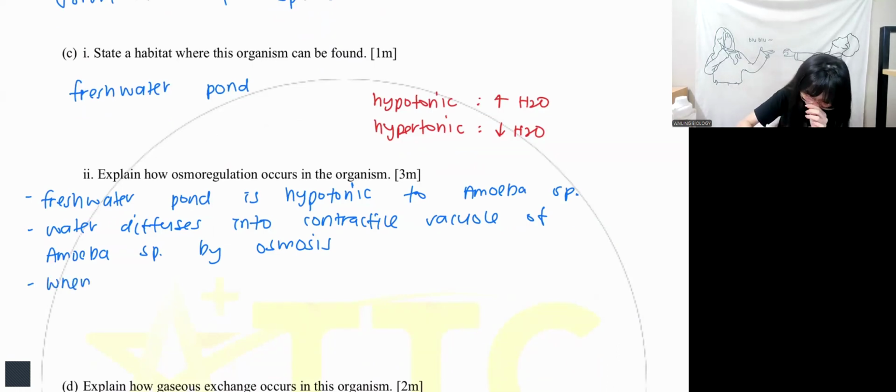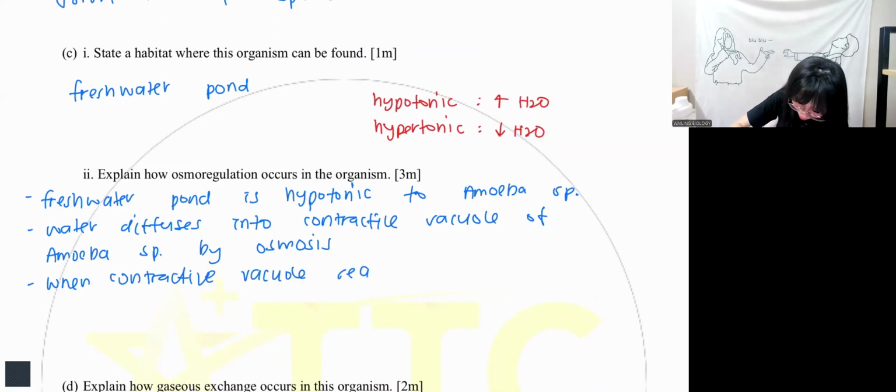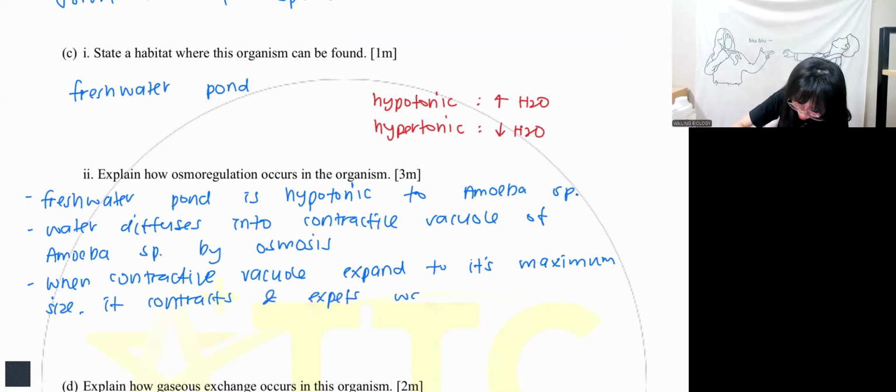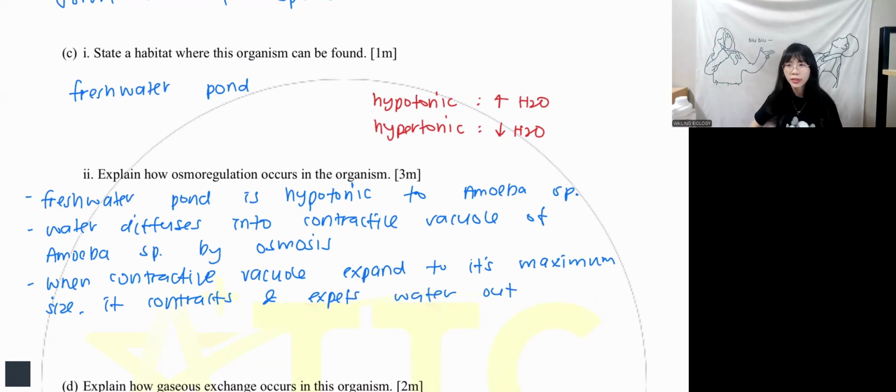Then you're going to say, when contractile vacuole expands to its maximum size, it contracts and expels water out.